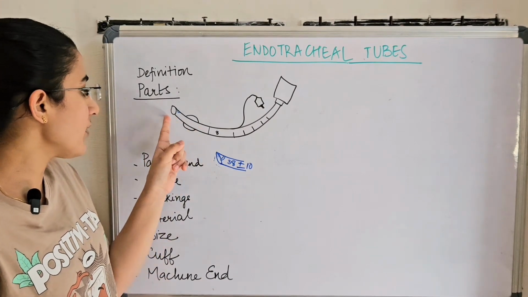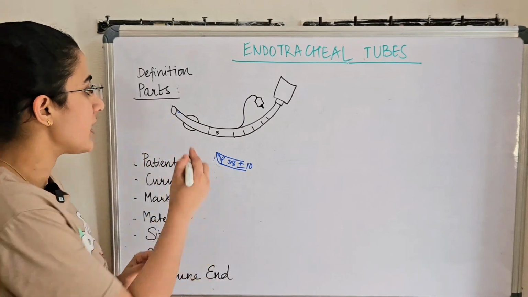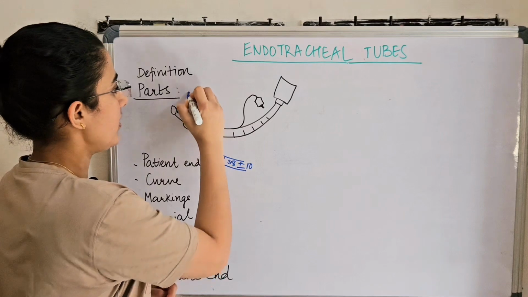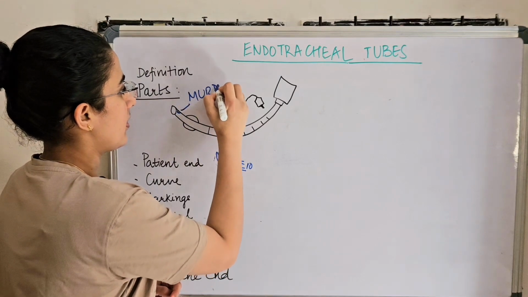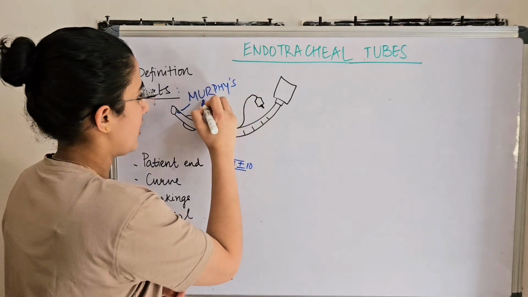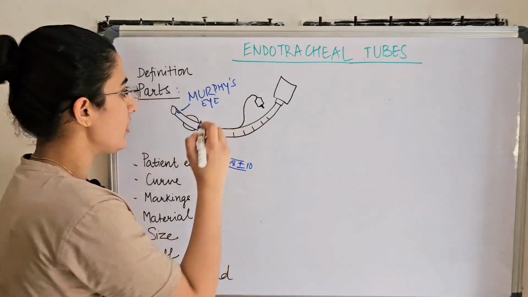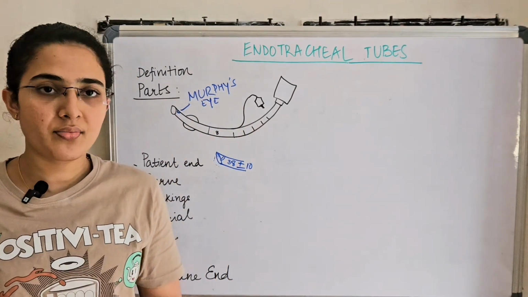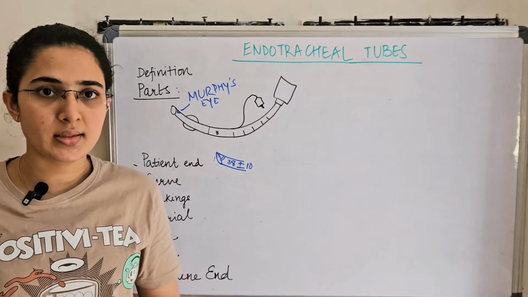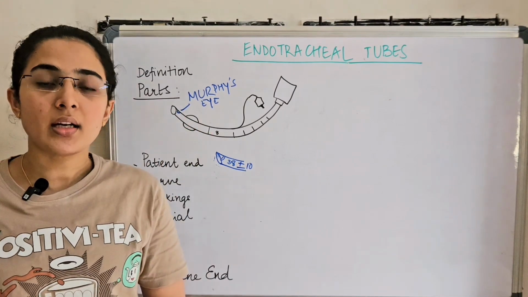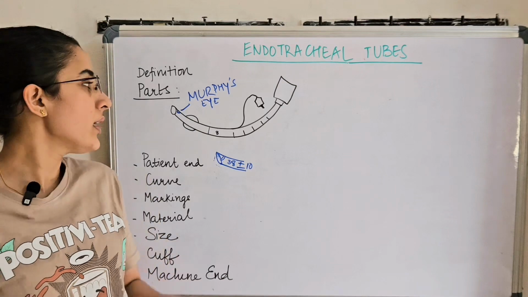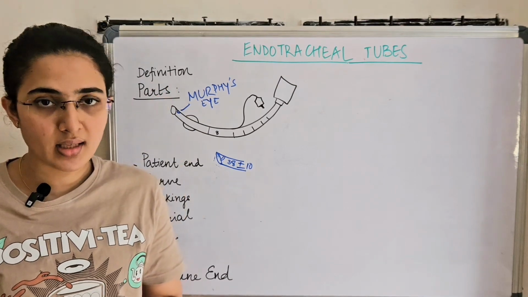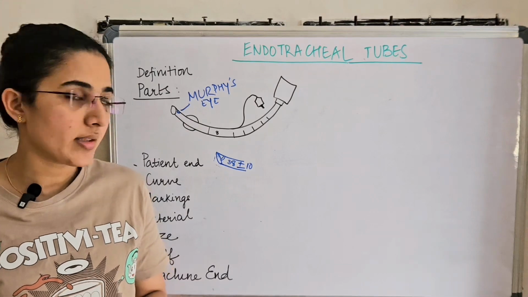Another thing which we will observe in this case is what is called a Murphy's eye. This is a small opening that is present on the opposite side of the bevel in the endotracheal tube. So this acts as an additional port for ventilation in case the bevel gets closed because of abutting against the trachea or any foreign body, etc.